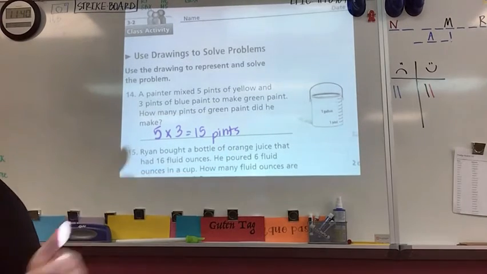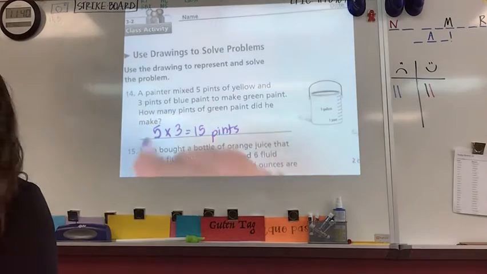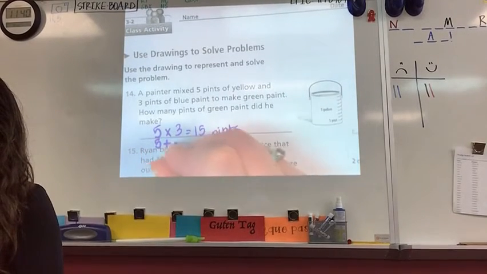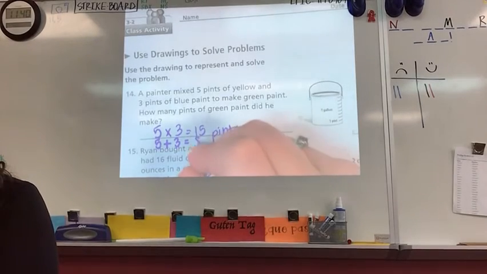Let's see gestures on this. Do you agree or do you think something different? I see a lot of thinking different. Gunnar, what are you thinking? I think it would be 5 plus 3. 5 plus 3. I'll write that one down here. 5 plus 3 equals 8 pints.